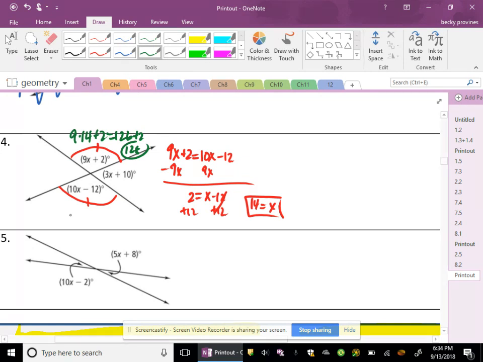Let's try it. 10 times 14 minus 12, so it's 140 minus 12. So let's type it in and verify, and you get 128. Good. So that means we're correct. So how do you get the angle, here I'm doing it in blue, how do you get this angle? There are 2 ways. You could either plug x back in and work it out, or we could take 180 and just subtract 128. So when we do that, we get 52.